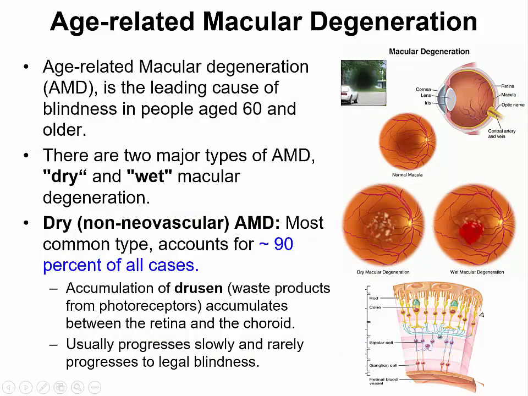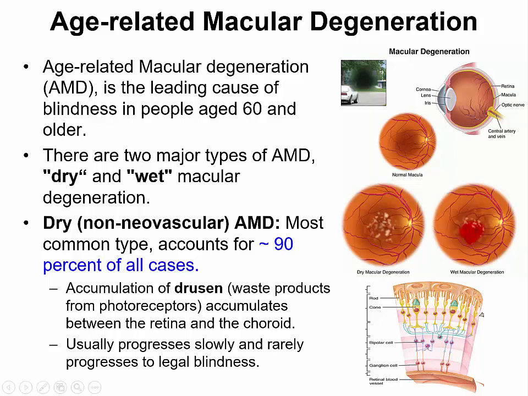AMD, or age-related macular degeneration, is a leading cause of blindness in people over the age of 60. There are two major types of age-related macular degeneration. You have what's called dry and wet macular degeneration, and that depends on the blood vessels basically in the area. Dry, or non-neovascular AMD, is the most common type and accounts for about 90% of the cases.